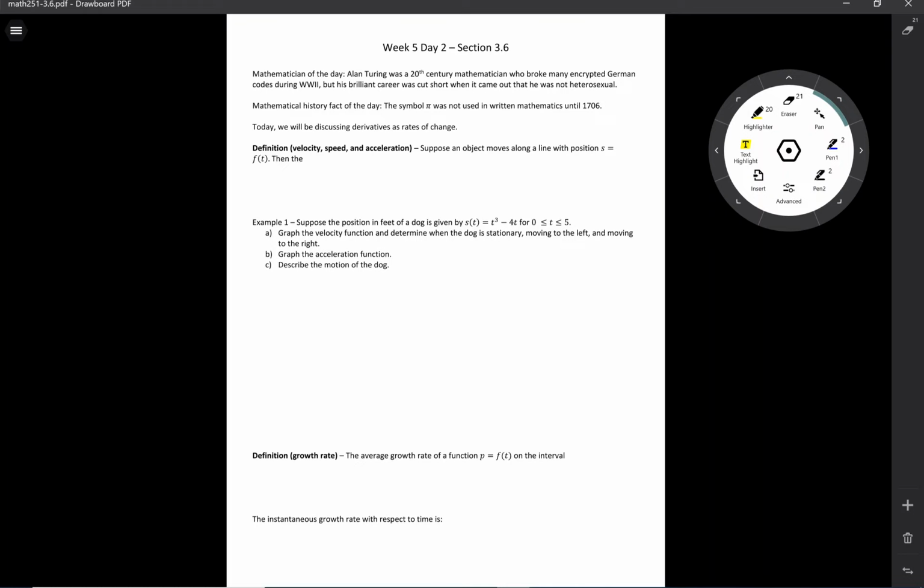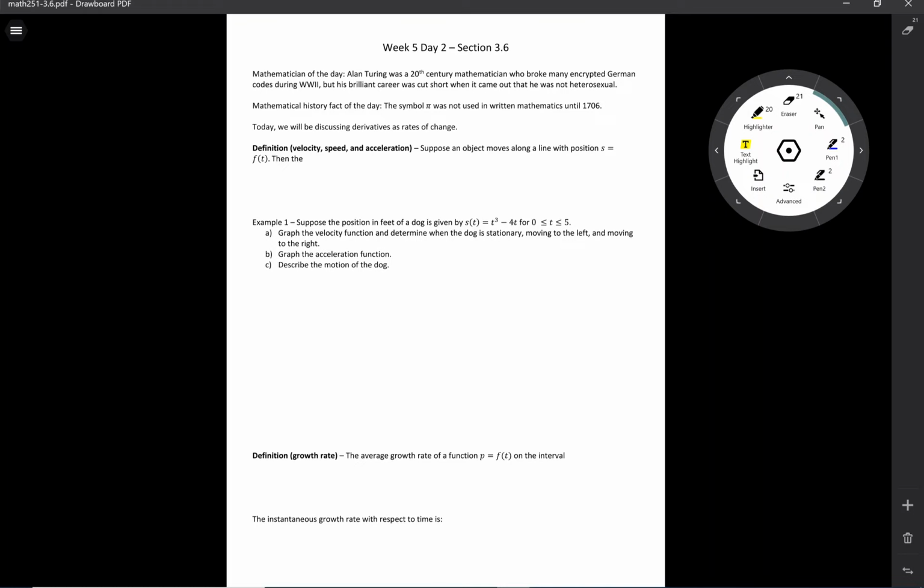This lesson 3.6 is about some applications of derivatives, specifically speed, velocity and acceleration, growth rate, and marginal and average cost. We're not done learning how to take derivatives. This is just a pause to briefly explore some applications of derivatives.